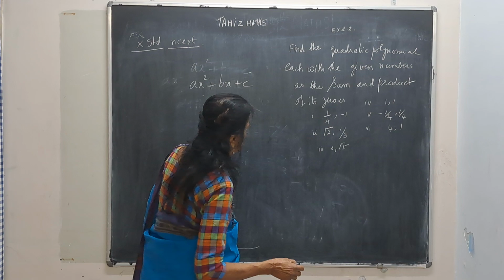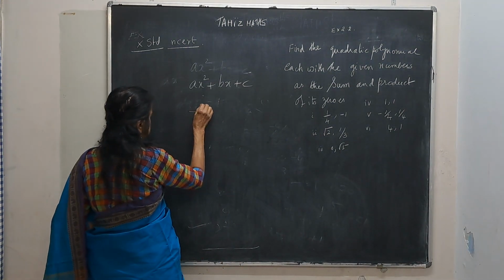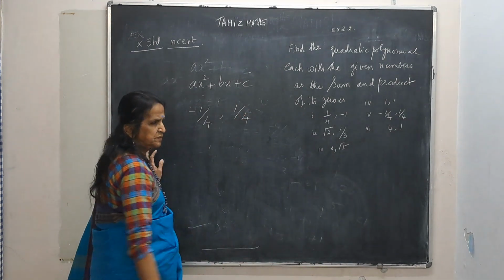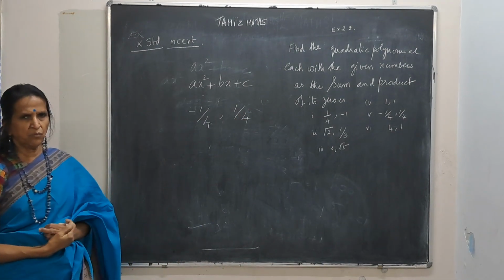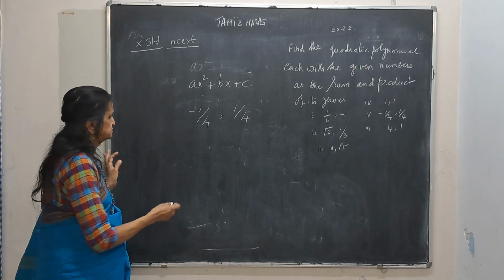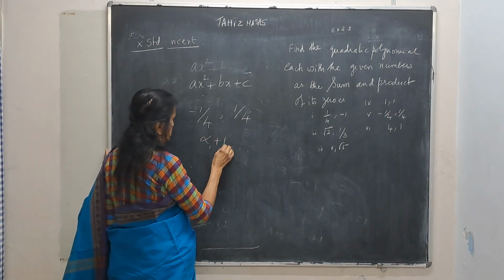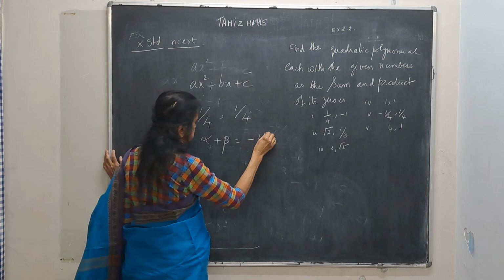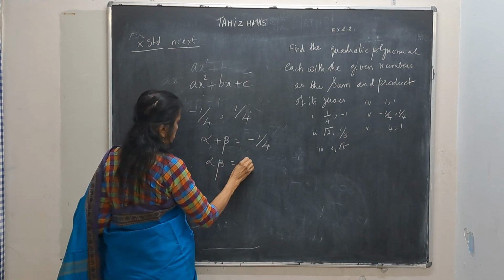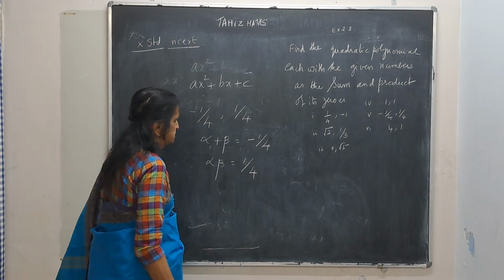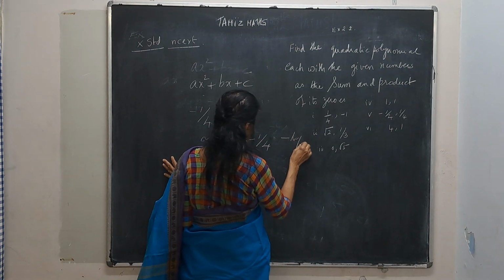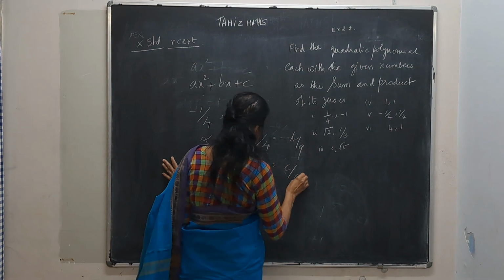Minus 1 by 4 and 1 by 4. Sum of the roots. Alpha, beta. Alpha plus beta is minus b by a. Alpha beta is c by a.